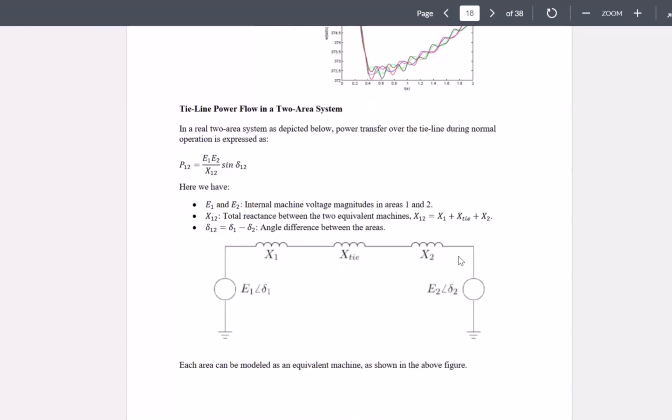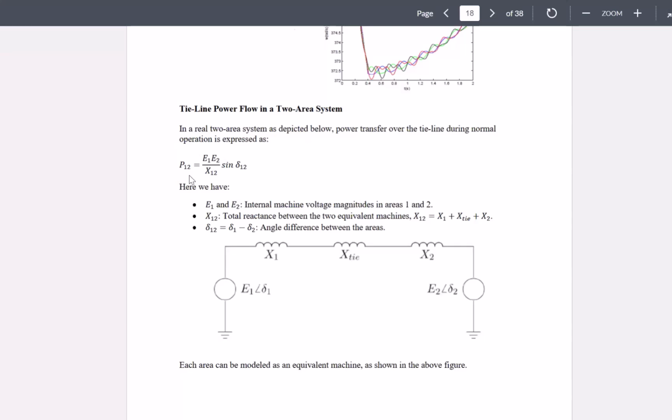So the two areas that we talked about could be simplified as two generators. Generator number 1 with E1 and power angle delta 1 versus generator 2 with E2 with angle delta 2. X1 is the equivalent reactance of the first area. X2 is the equivalent reactance of the second area or second generator representing that area. And these two areas are interconnected with X tie, which is showing the equivalent reactance that is connecting these two areas together, okay?